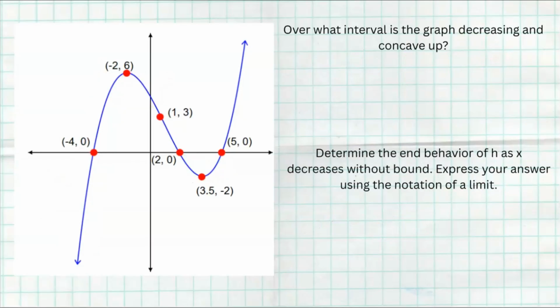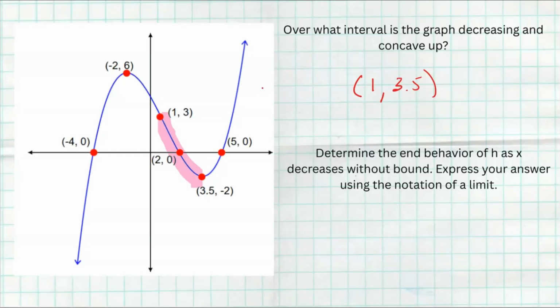All right, so two more questions over this particular graph. Over what interval is the graph decreasing and concave up? Decreasing and concave up. That's going to be right here. So the graph is definitely decreasing. It's going down from left to right, but it's concave up. The rate of change is increasing. The rate of change is becoming less and less negative, which means it's going up. So that interval right there from 1 to 3.5 is where we are decreasing and concave up.